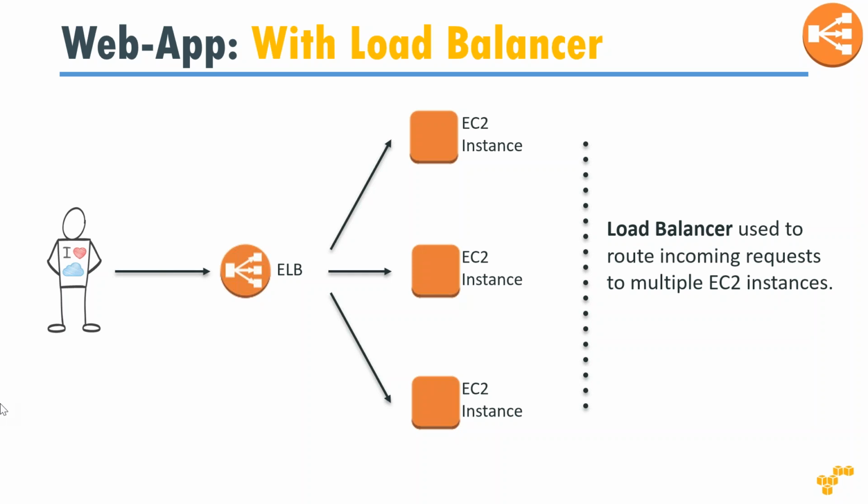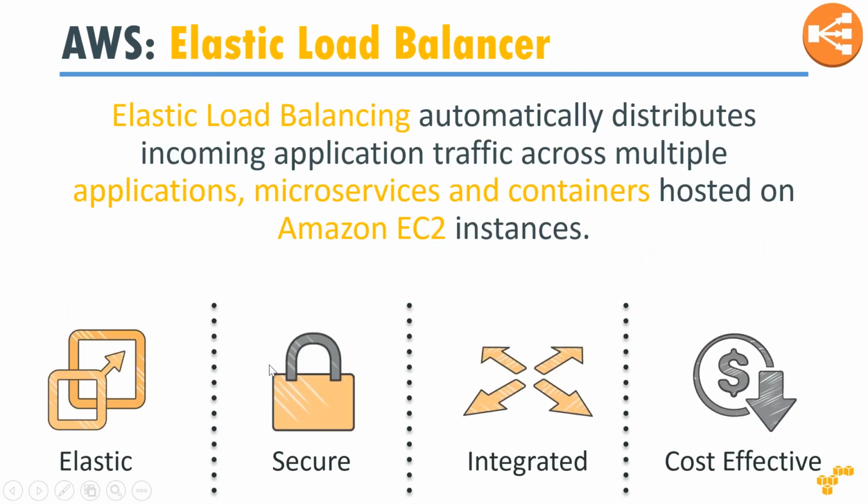DDoS attacks are designed to be thwarted or mitigated in ELB, and Amazon takes care of all those problems. So you just provision the ELB in front of your EC2 instances, and you increase your service availability by having an ELB in front of your EC2 instances.